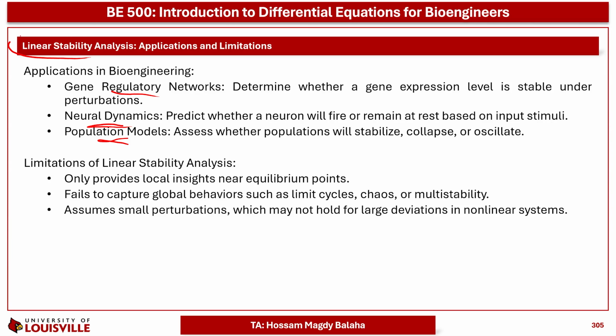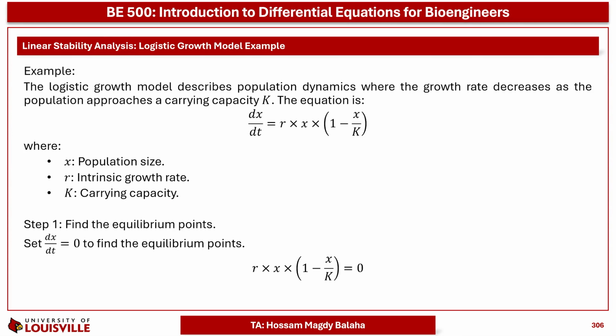And for this technique, linear stability analysis, there are three limitations. It only provides local insights near equilibrium points, and it fails to capture global behavior such as limit cycles, chaos, or multi-stability. And it assumes small perturbations which may not hold for large deviations in nonlinear systems. With all that said, let's start with an example to understand how to apply the linear stability analysis.